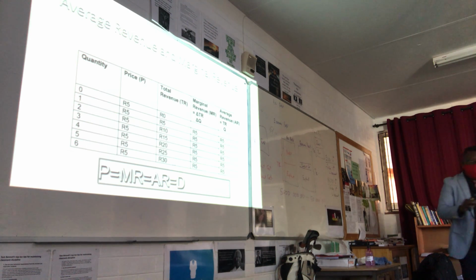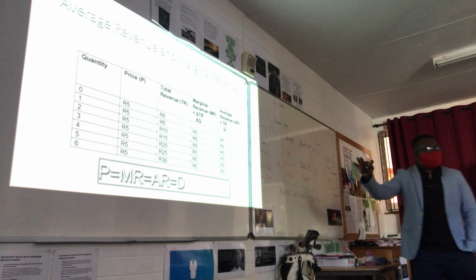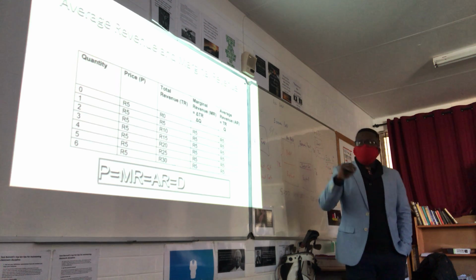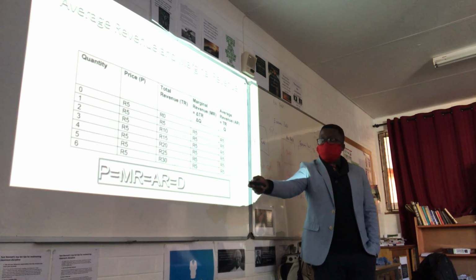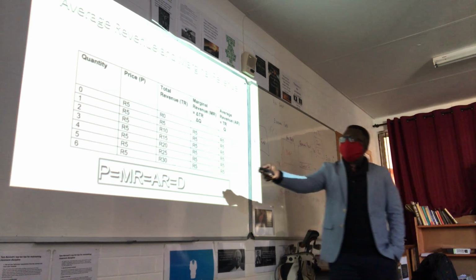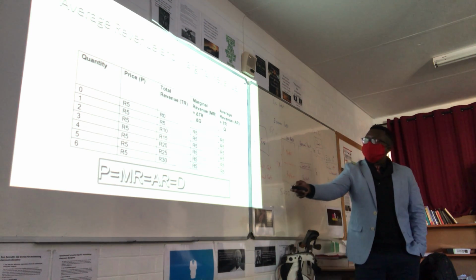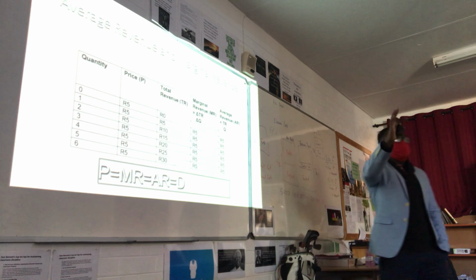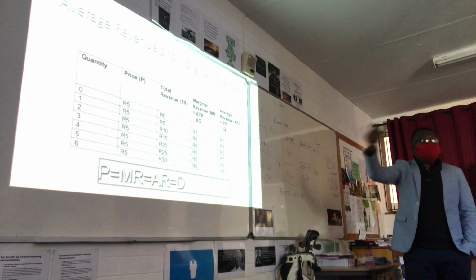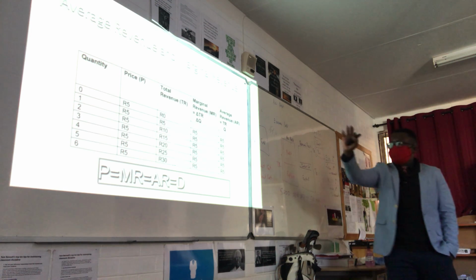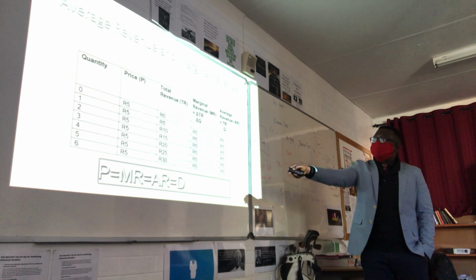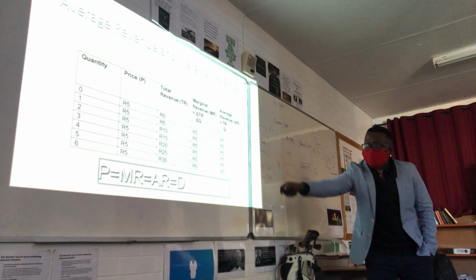So let's have a look at this. This is the perfect market. Work with me here, gents. Quantity starts from 0 and goes up to 6. The price is 5 rand for the product. Pick a product for 5 rand quickly. Saka, 5 rand Saka, very expensive, but it's fine, we'll take it. The price for the Saka is 5 rand.